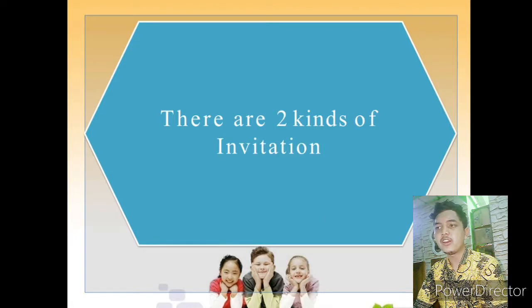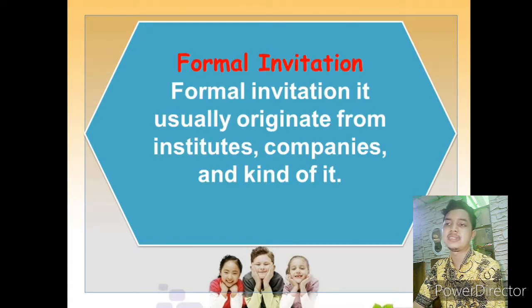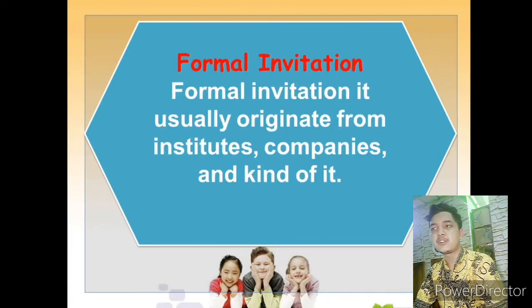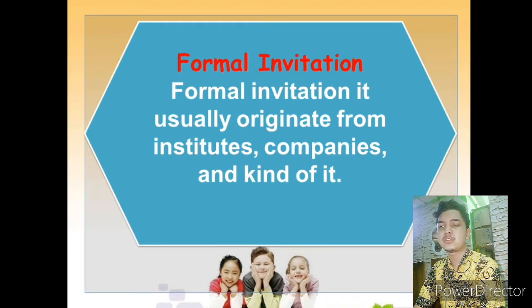There are two kinds of invitation. The first is formal invitation. Formal invitation is usually organized by institutes or companies and the like.